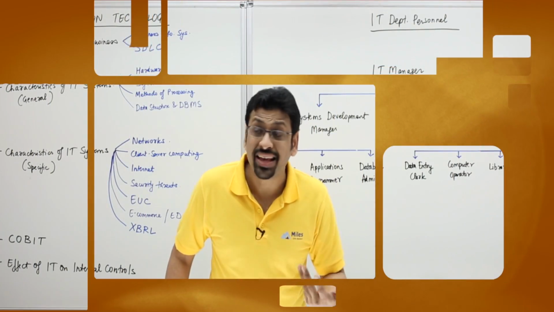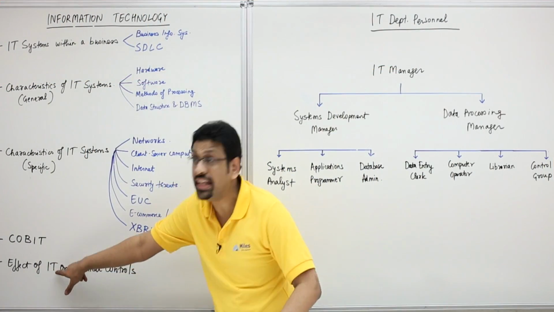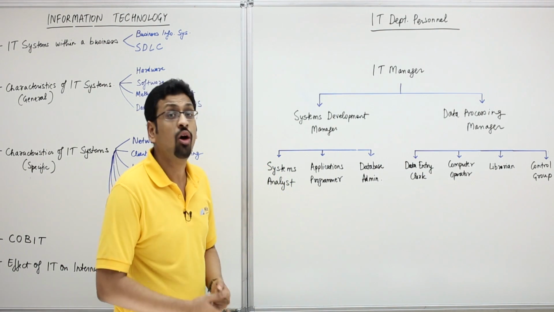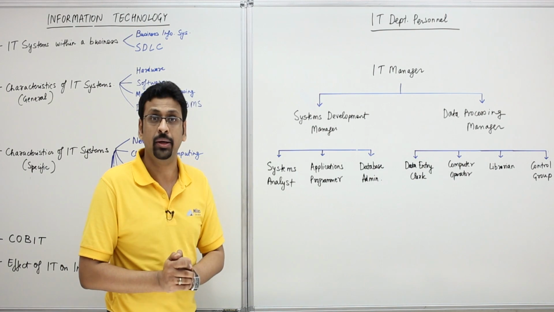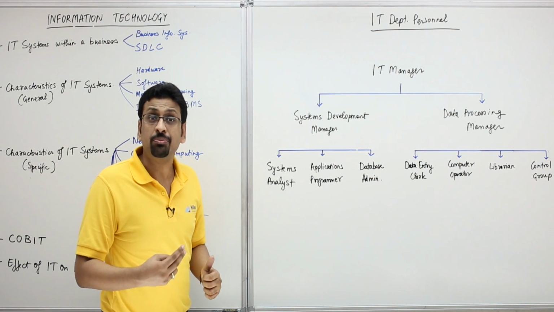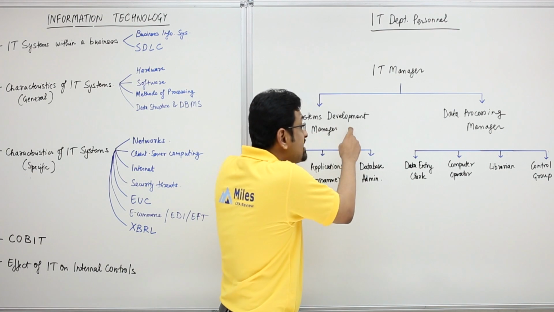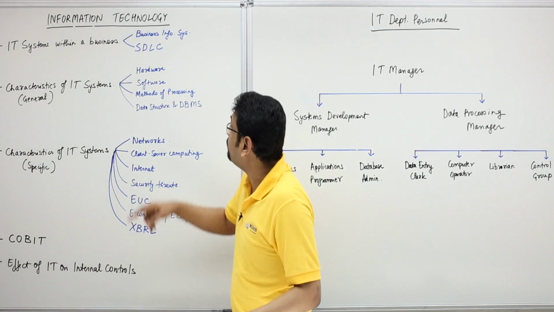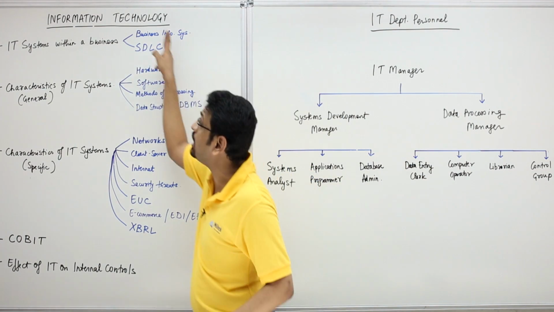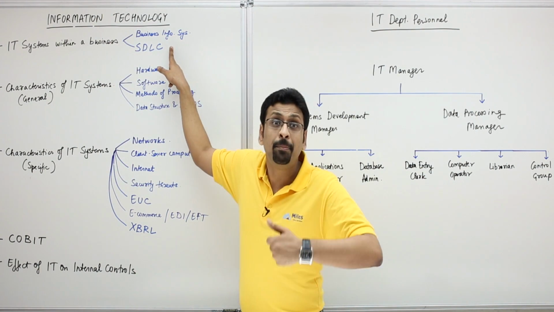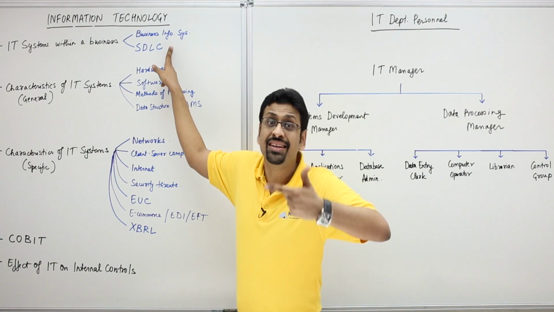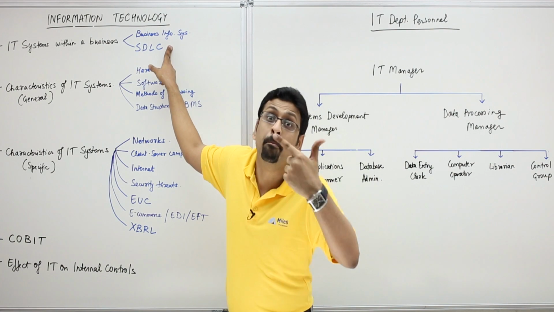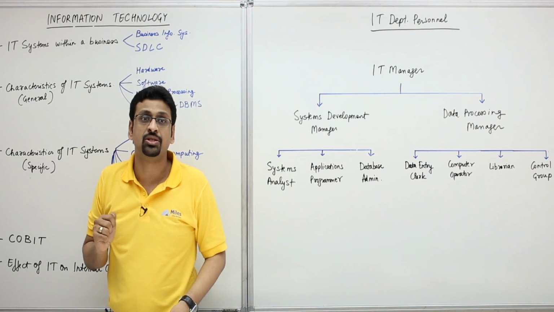As we try to understand the effect of IT on internal control, let's first look at the organization of personnel in the IT department. We're looking at two teams here, and the first one is the systems development team. This is the team in charge of the systems development life cycle that we learned here: planning, analysis, design, development, testing, implementation and maintenance of IT systems.